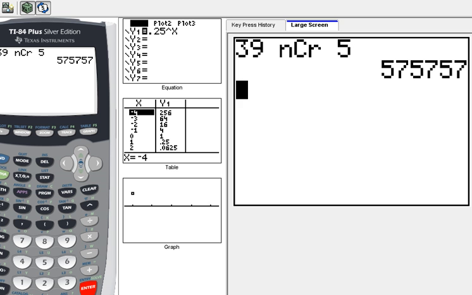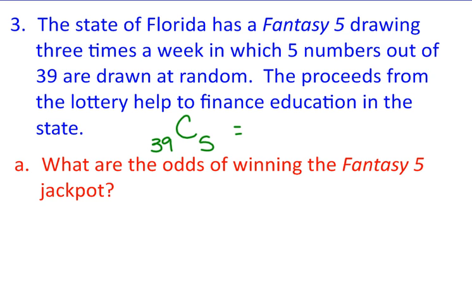And it looks like I have 575,757 options. So I'm going to put that up here. So this is how many total I have, total outcomes.